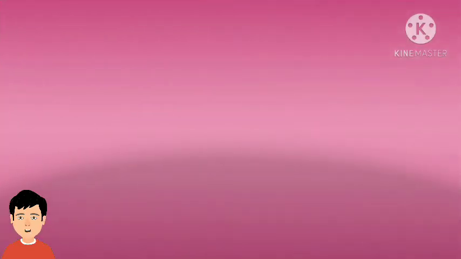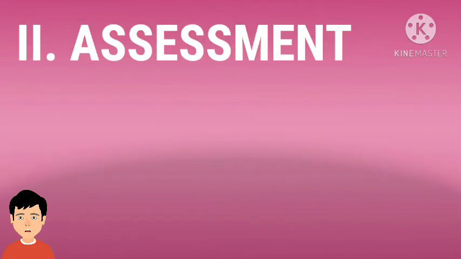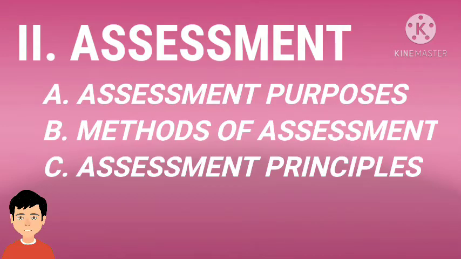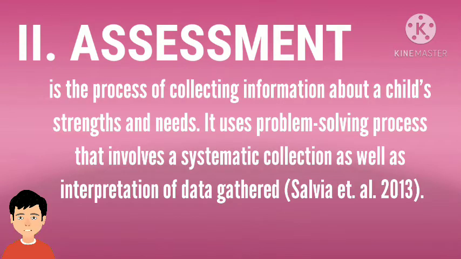Let's have now the second component, which is assessment. Under the assessment, we have A, assessment purposes, B, methods of assessment, and C, assessment principles. Assessment is the process of collecting information about a child's strengths and needs. It uses a problem-solving process that involves a systematic collection as well as interpretation of data gathered, according to Salvia and her co-researchers in 2013.